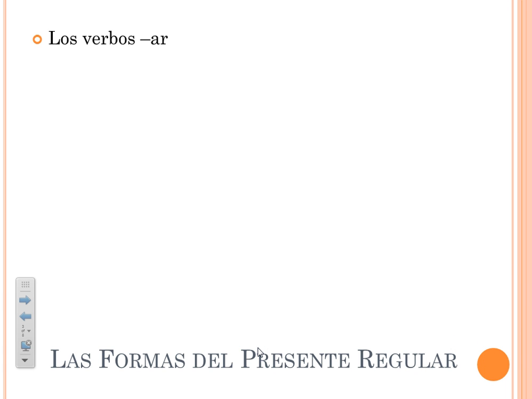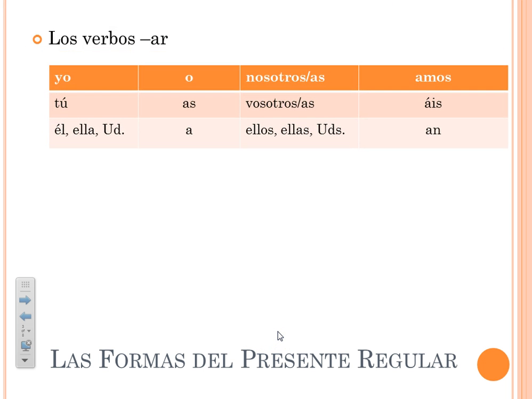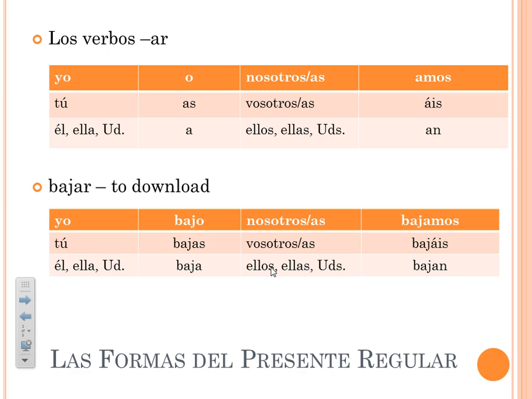Let's start with los verbos AR, AR verbs. If you'll remember, these are our verb endings for regular AR verbs: o, as, a, amos, áis, an. When we conjugate a verb, it looks like this. Here's an example with the verb bajar.